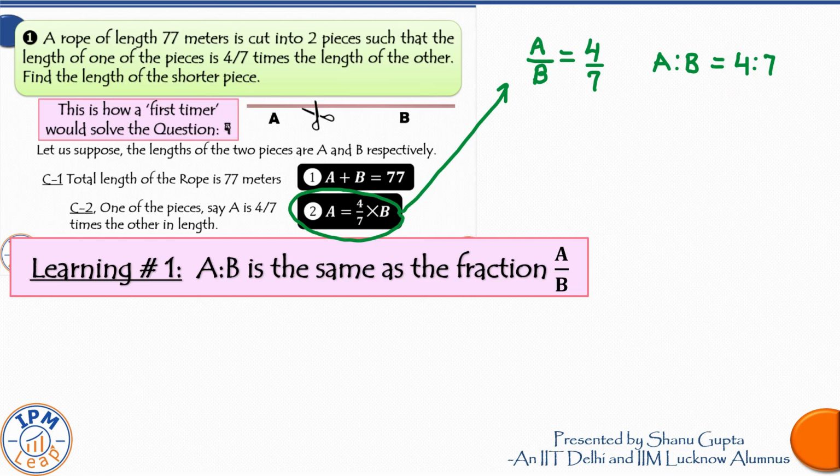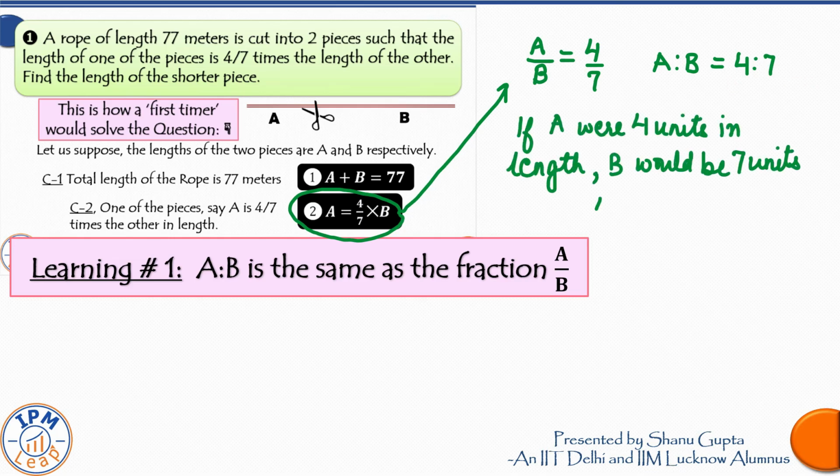What is the use of a ratio? A ratio is a comparison between 2 or more quantities. If A is to B is given as 4 is to 7, this implies that if A were 4 units in length, then B would be 7 units in the same context. This means, in our question, A is the shorter piece of the rope. Now there are a lot of things that we can do with this equation.